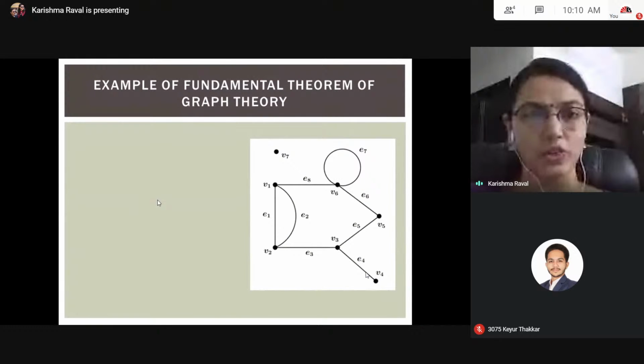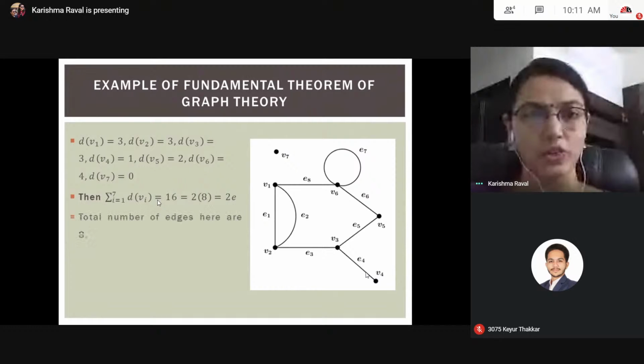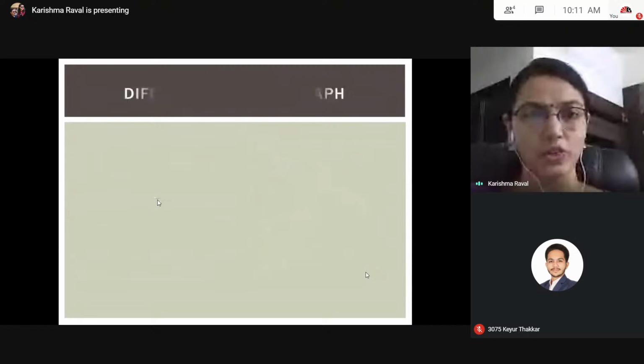Now we verify it. Here I have taken the same example which we used before. As we know, there are 7 vertices and 8 edges. For all the 7 vertices, I have mentioned the degrees. Degree of v1 is equal to 2, v6 is 4, and v7 is 0. We just sum them up because the fundamental theorem says we have to sum all the degrees of vertices, and it gives us the sum of d of vi equal to 16, which is 2 into 8, equal to 2e, because 8 is the total number of edges in our graph. Hence, the fundamental theorem of graph theory is verified.